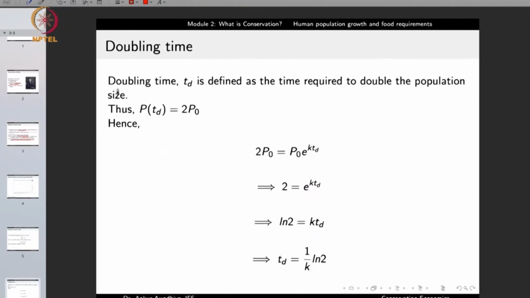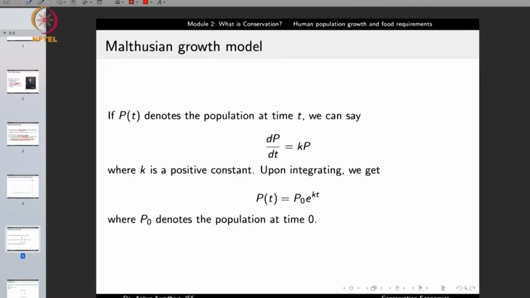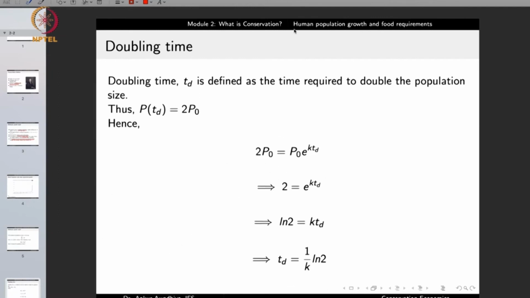And we can write that P at time Td, which is the doubling time, is equal to twice of P0. Now, putting these terms into this equation, Pt is P0 into e to the power kt. We have Pt, in this case Ptd, is twice of P0. So twice of P0 is P0 into e to the power ktd. Now P0 and P0 get cancelled out, so 2 is equal to e to the power ktd. If we take natural logarithm of both the sides, we'll get log of 2 is equal to k into td, or td, the doubling time, is equal to 1 by k into log 2.